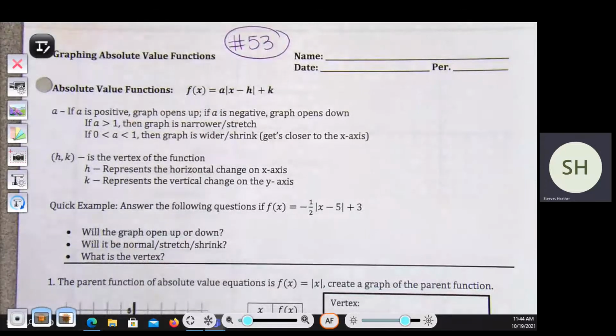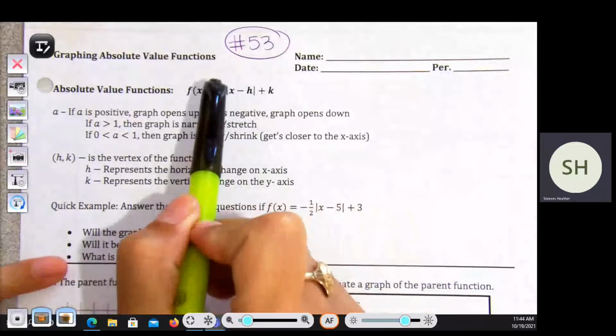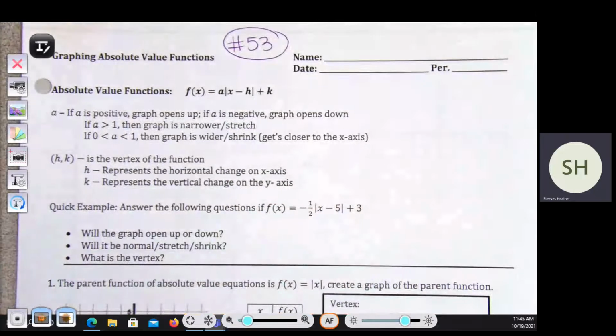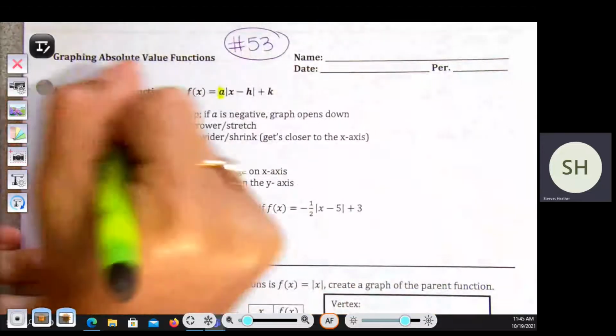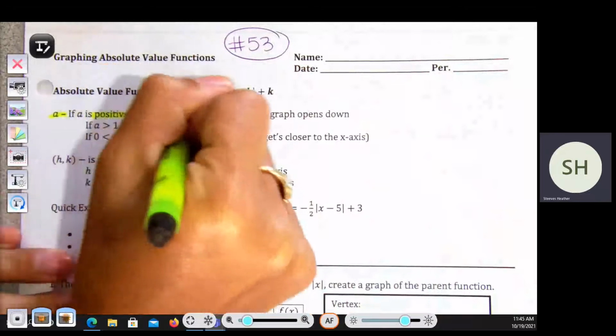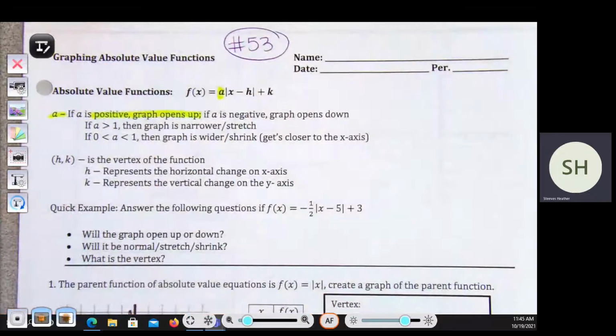So the first thing in this function is a. A determines a lot about how the graph is going to look. If a is positive, the graph will open up. The graph is going to come to a point, and if it is positive, it's going to open up like a happy face. So it's going to be like a positive patty. That's what I call it.